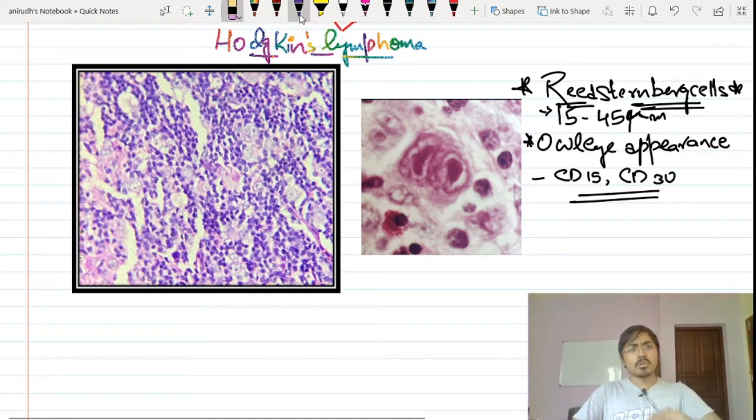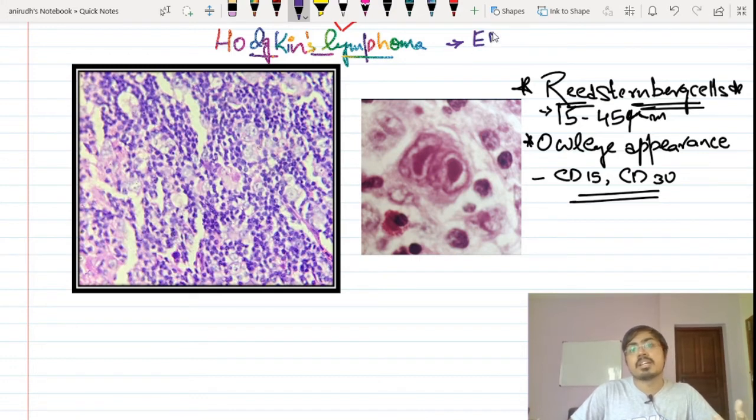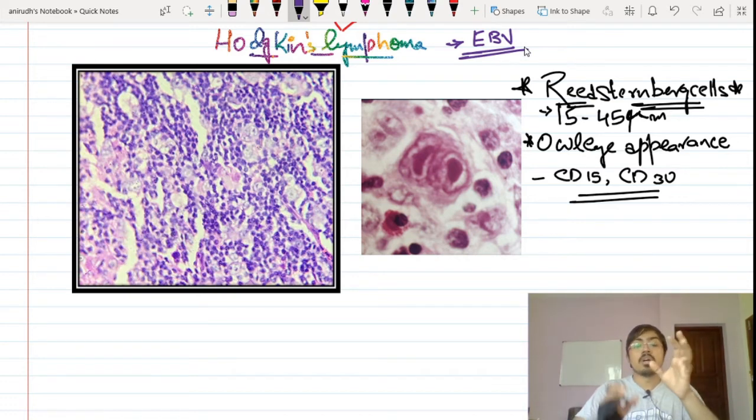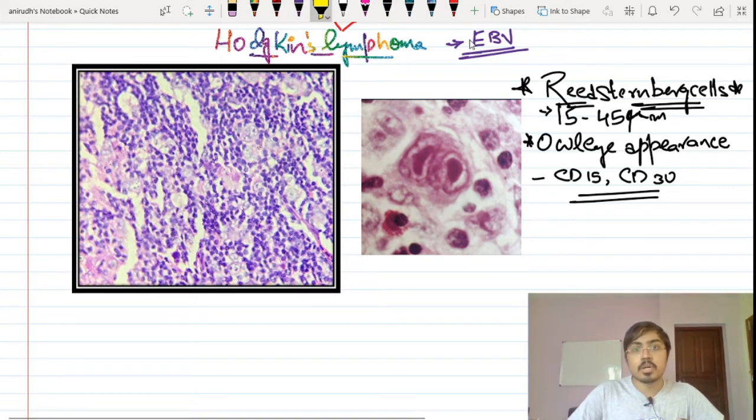Okay. So Hodgkin lymphoma, what is the most important risk factor? Most important risk factor is Epstein-Barr virus, obviously. It causes not only Hodgkin lymphoma, but it causes other tumors also, isn't it? Hodgkin lymphoma can be caused by it. Non-Hodgkin lymphoma can be caused by it. Then the nasopharyngeal carcinoma can be caused by it, okay? And Burkitt lymphoma. So these are certain examples of tumors which are caused by Epstein-Barr virus, which is an important question. Okay, this is a very important risk factor here.